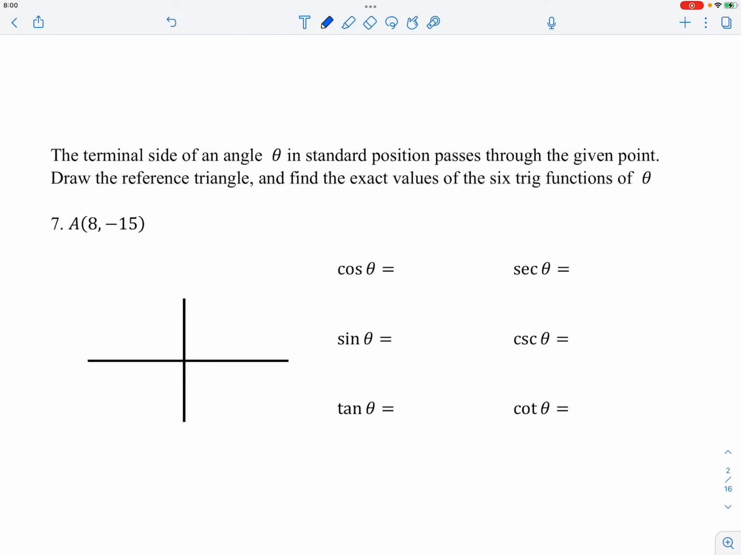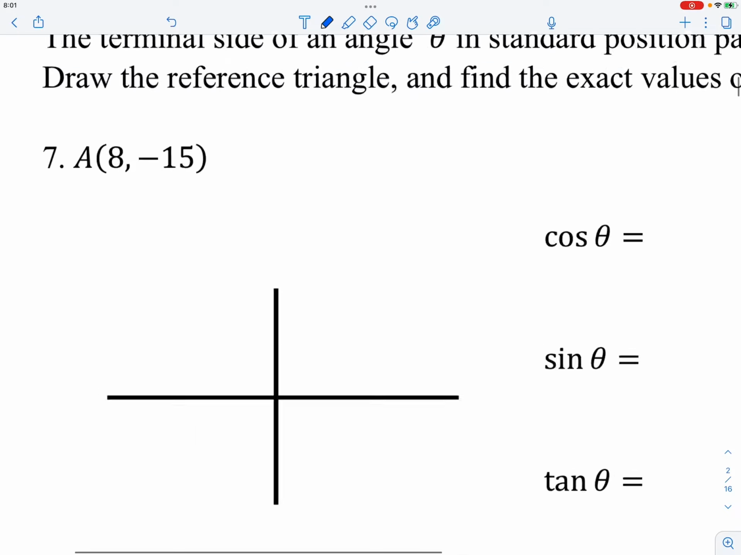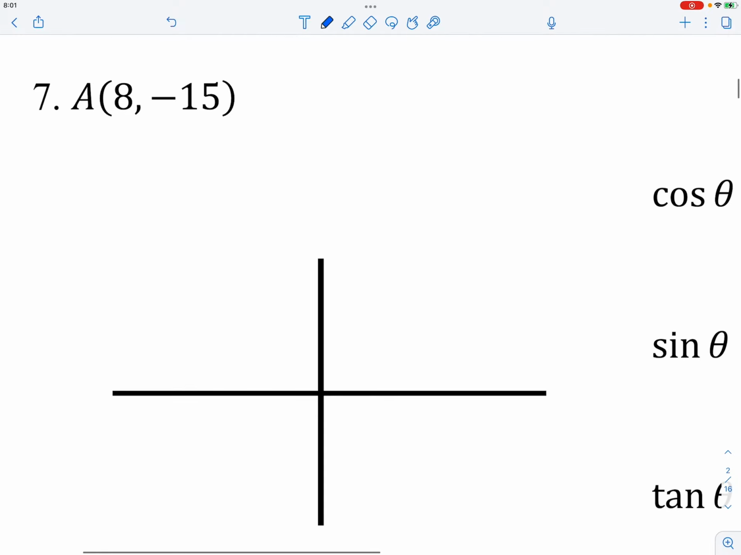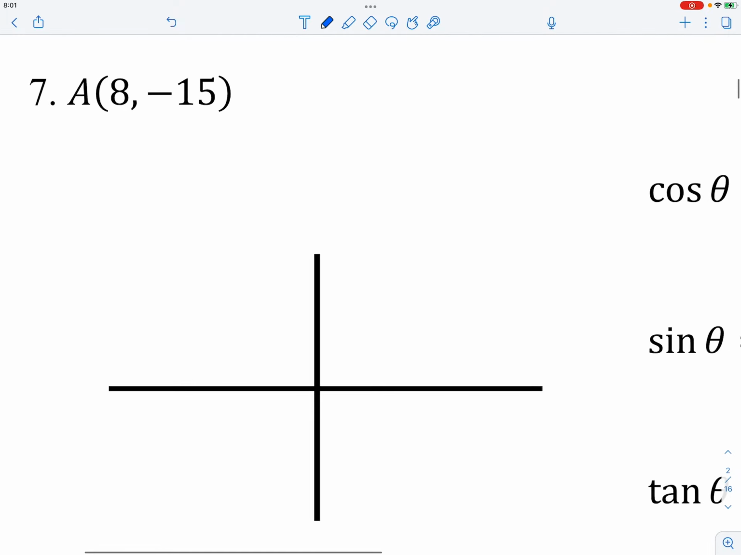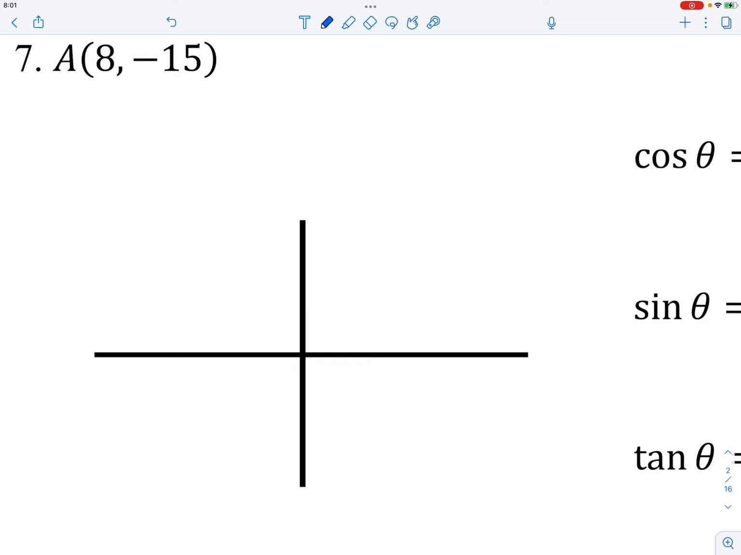All right, next up, we have this terminal side thing with a coordinate given. So the first thing is that we have to draw the dot. So we have 8 comma negative 15. So think about this is 8. This is negative 15. So approximately right here.